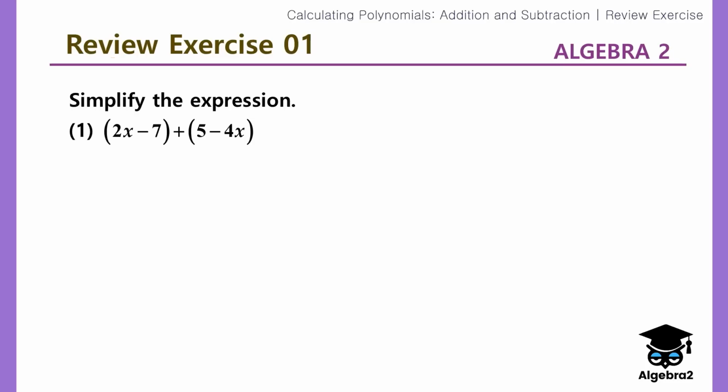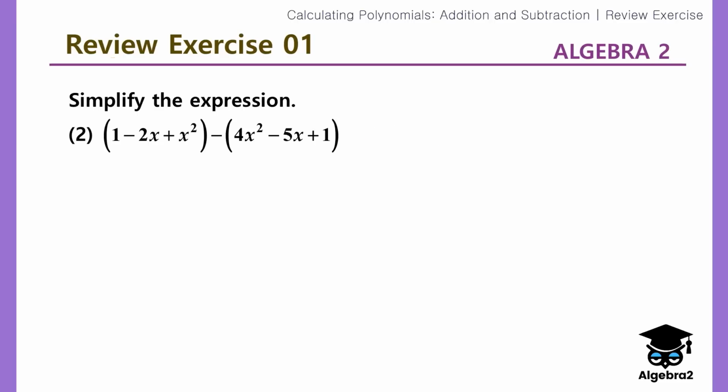Review exercise number 1. The question is to simplify the expression. For number 1, we have 2x minus 7 plus 5 minus 4x. So first thing we have to do, we have to solve the parentheses. So 2x minus 7, it's plus, so just plus 5 minus 4x. These two are like terms. 2x minus 4x, so that's going to be 2 minus 4, that's minus 2x. Minus 7 plus 5 constants, that's minus 2.